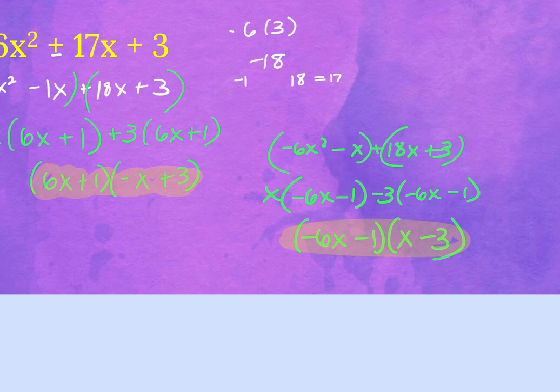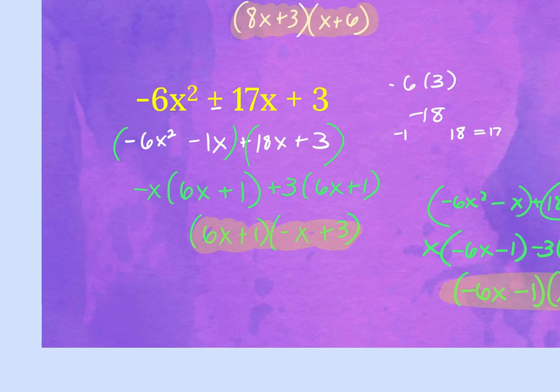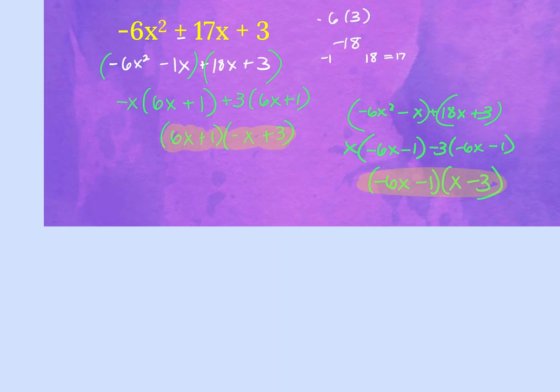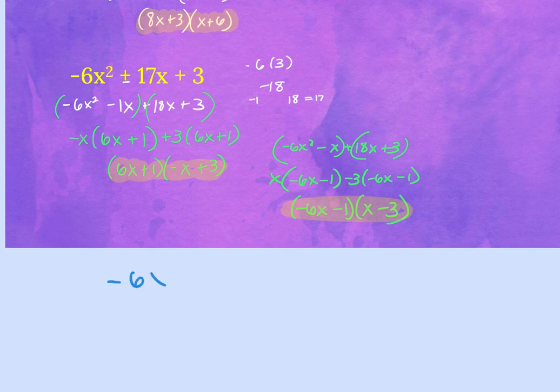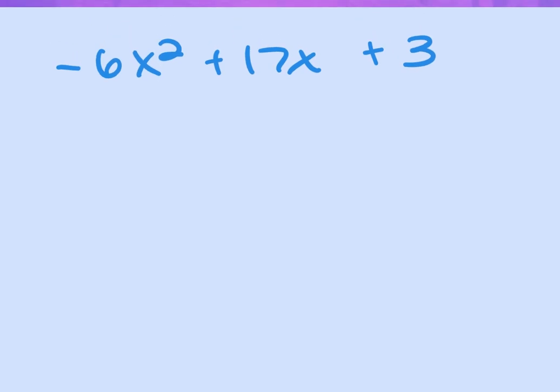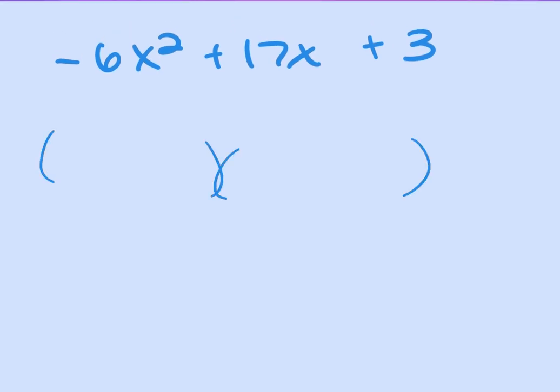What about trial and error for this one? So I would do negative 6x squared plus 17x plus 3. So trial and error on this one, that first term has to multiply to give you a negative 6x squared. So I'd have to do negative 1 and positive 6, positive 1 and negative 6, positive 2 and negative 3, and negative 2 and positive 3. You'd have to try all 4 of those combinations in the beginning, and then 3, 1 and 3, or 3 and 1.